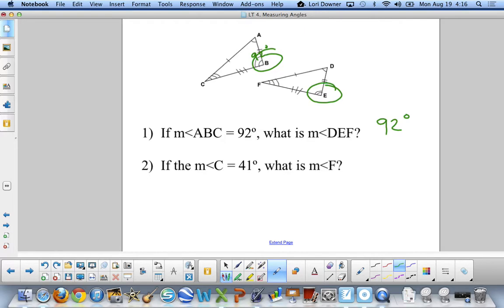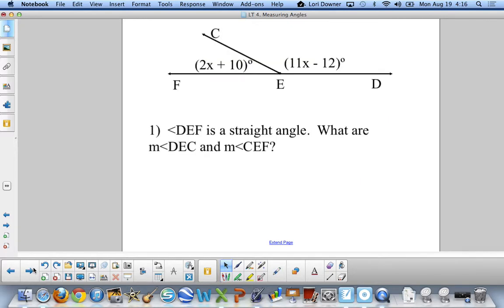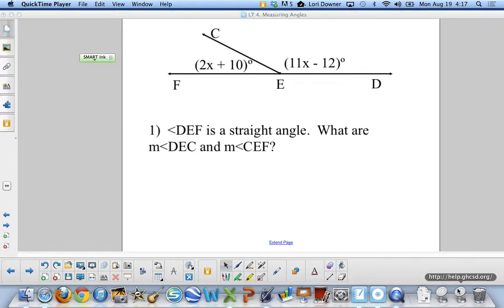If the measure of angle C is 41, what is the measure of angle F? Well, F would also have to be 41 degrees. Because they each have 3 arcs to them, they are congruent angles and therefore their measures are equal. Pause the movie, try this one, and press play when you are ready. Oh, this is one we've already done actually. So this is the end to the angles.